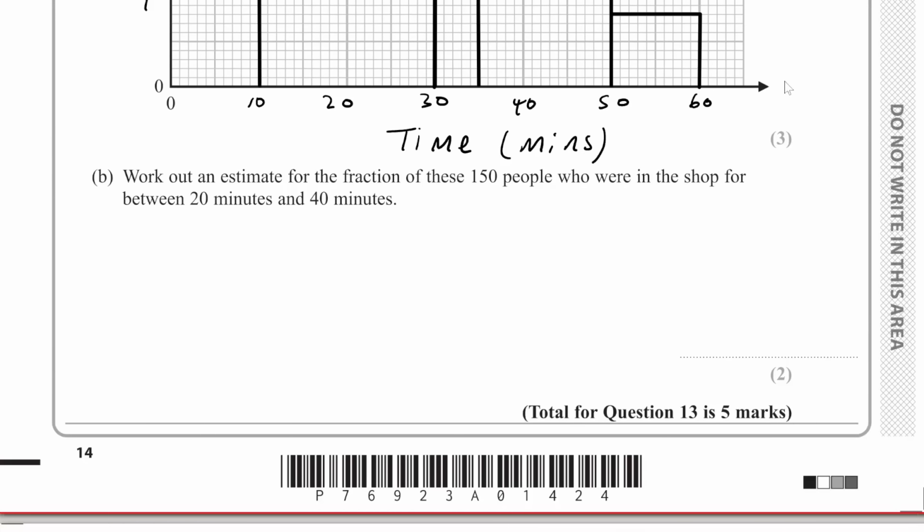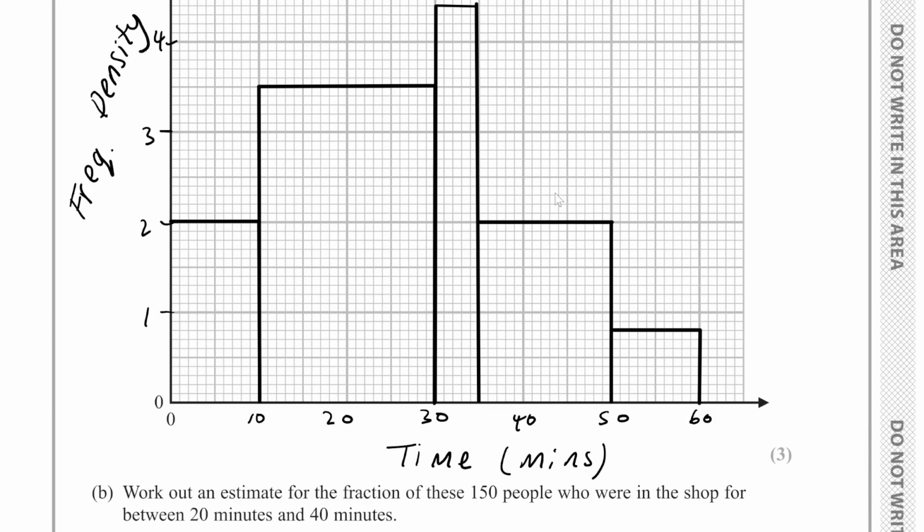Work out an estimate for the fraction of these 150 people who were in the shop between 20 and 40 minutes. So between 20 and 40 minutes, so between here and here. So 20 to 30 is 10 wide. It's 3.5 tall. 10 times 3.5 is 35.